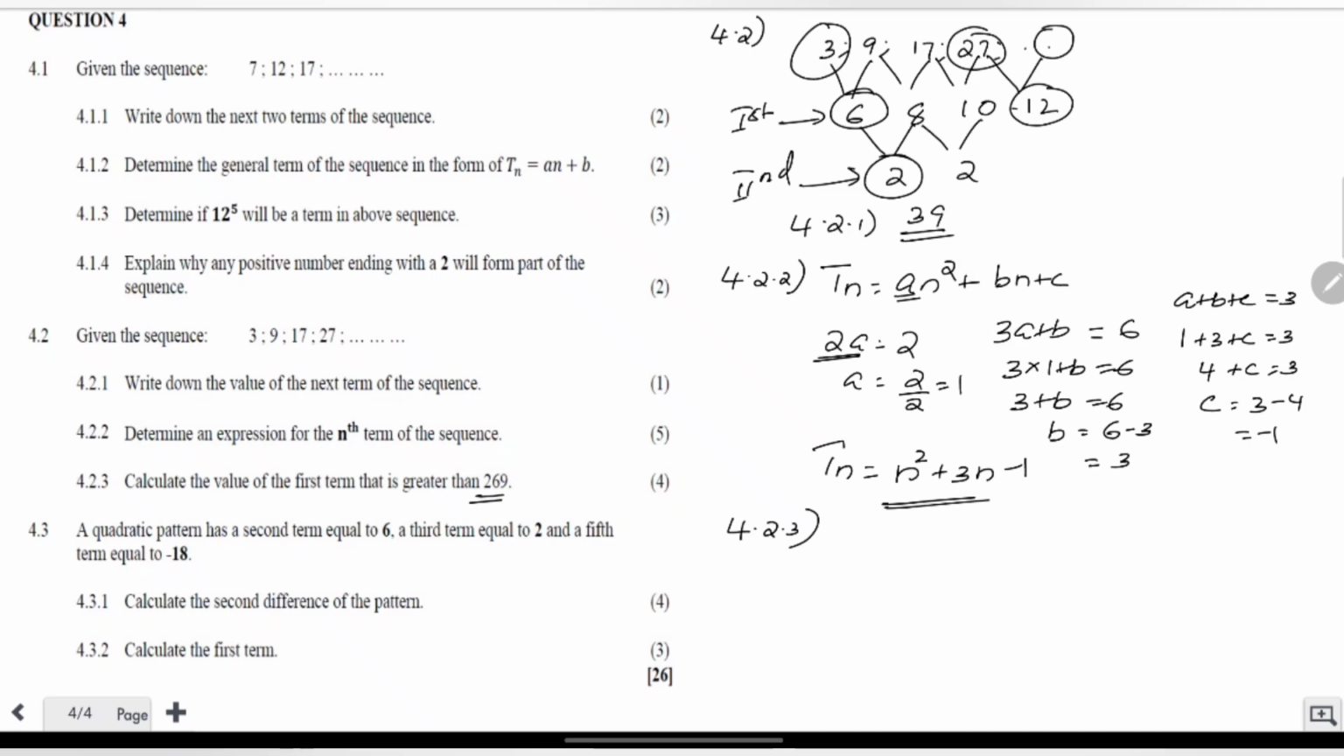Yes, I'm talking about the value of n. For example, if 269 is the 50th term, then the next is the 51st term, isn't it? You can get it like that. So I don't know which term is 269, so I'm just assuming that Tn is equal to 269. Then what is Tn?